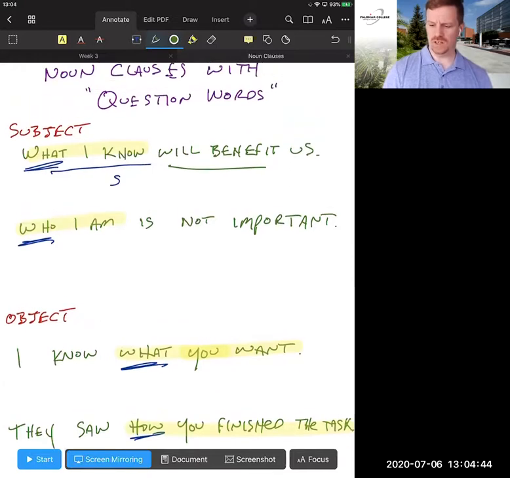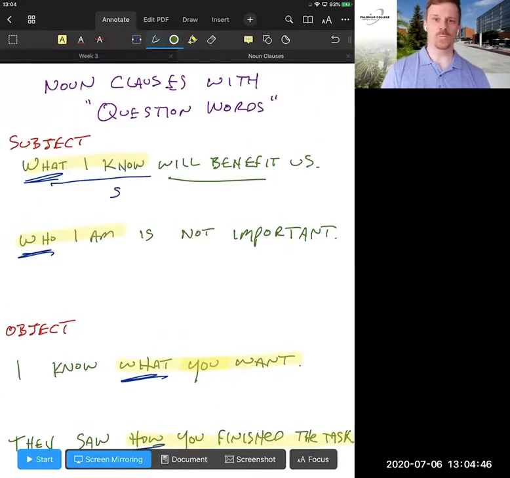So if it's a question word, what I know will benefit us. When I know will benefit us. How I know will benefit us. Why I know will benefit us. Where I know will benefit us. We can put in any question word there and logically it makes sense and grammatically it makes sense.